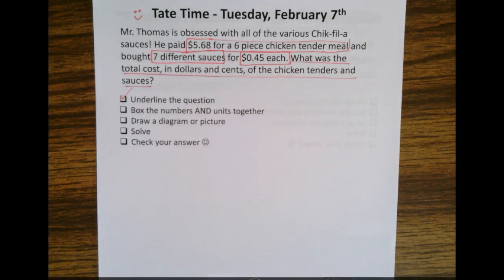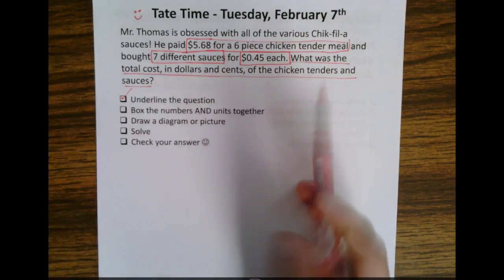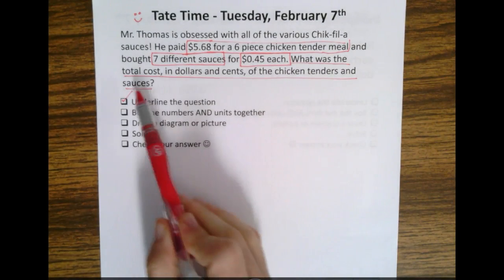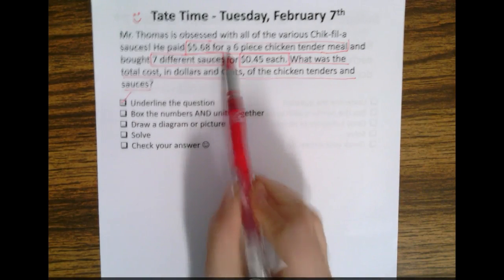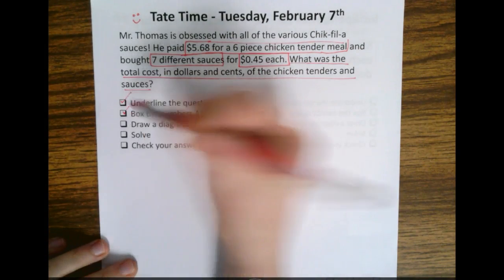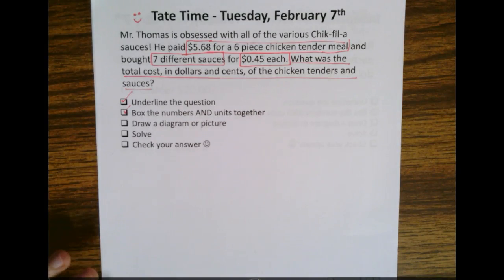So in this problem, I went back and I hunted for the information that I need based on my question. The question's telling me I need chicken tenders and sauces. So I found the sauces, I found the cost, and I found my chicken tenders. Okay? Now we're going to draw a diagram or picture. Man, this problem is making me hungry.